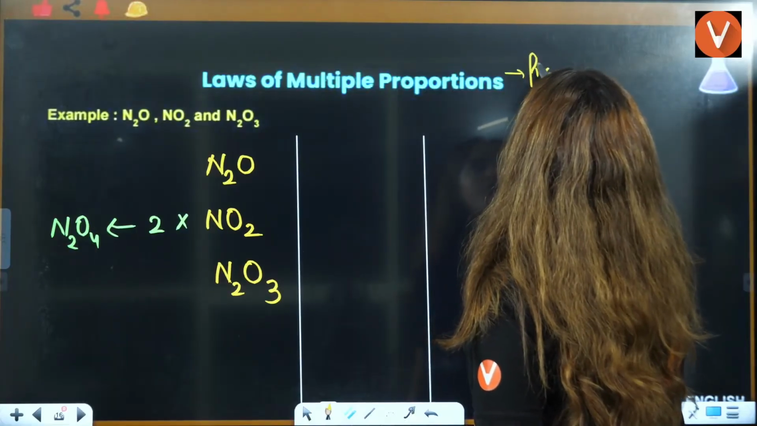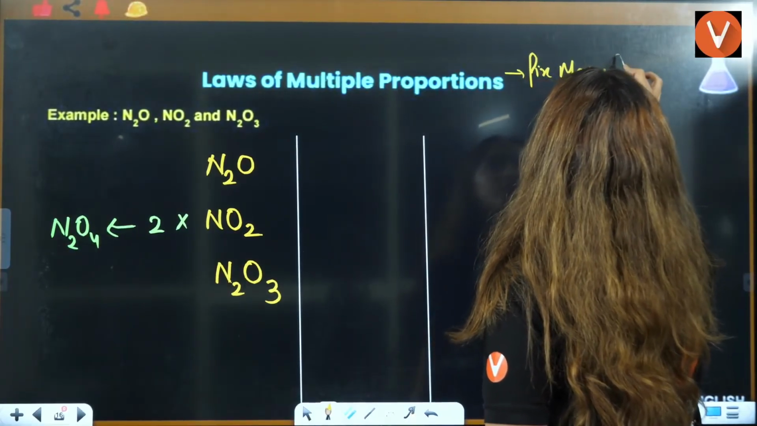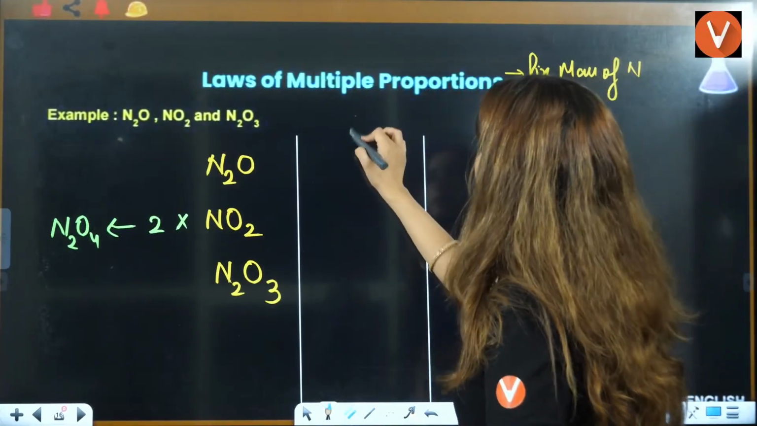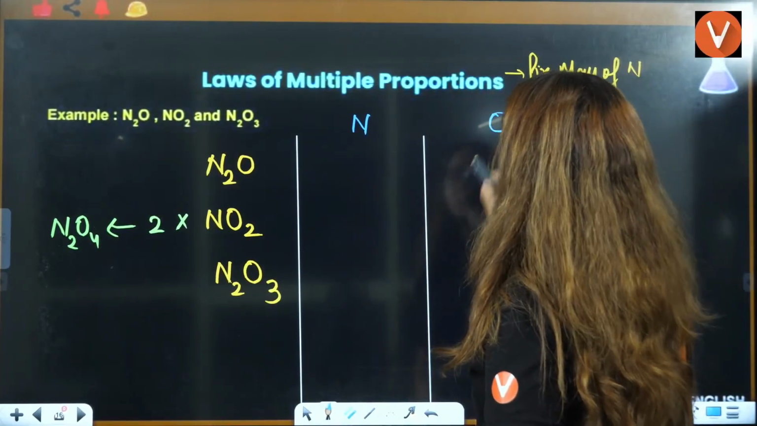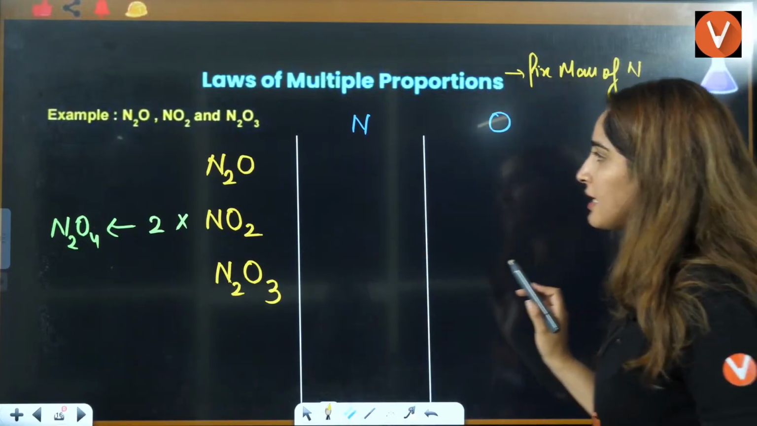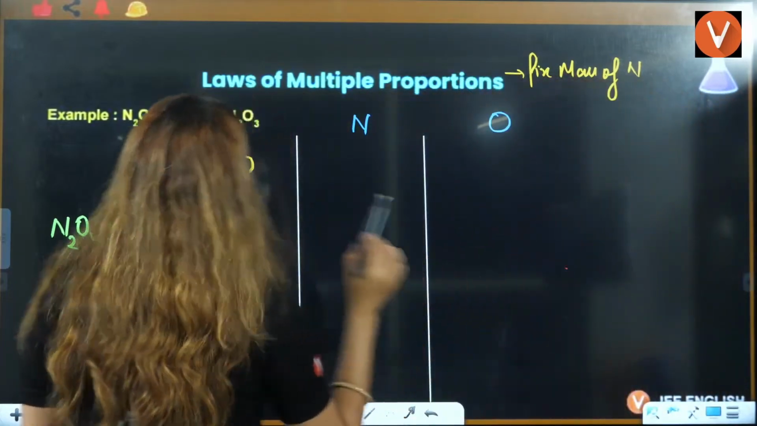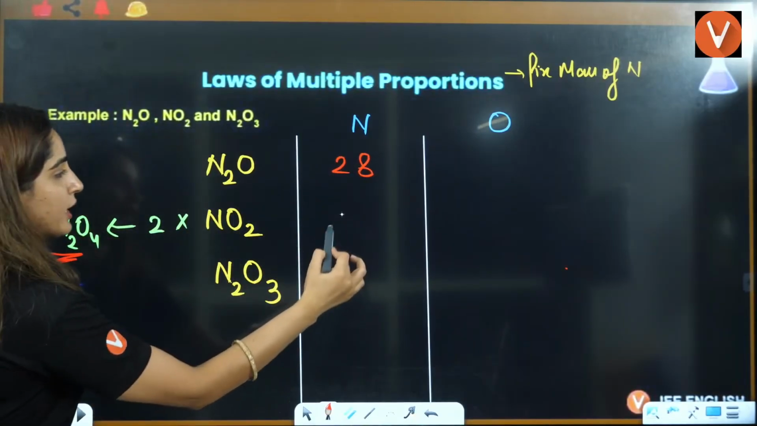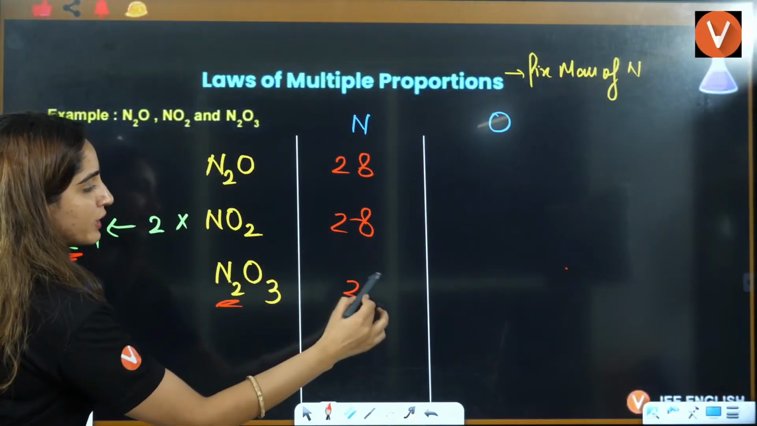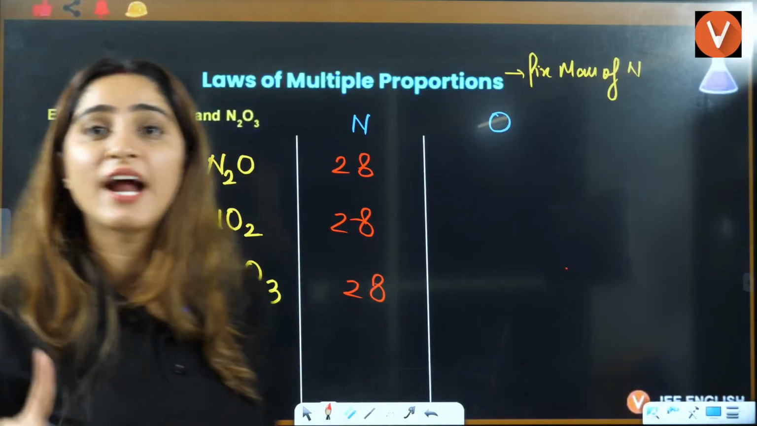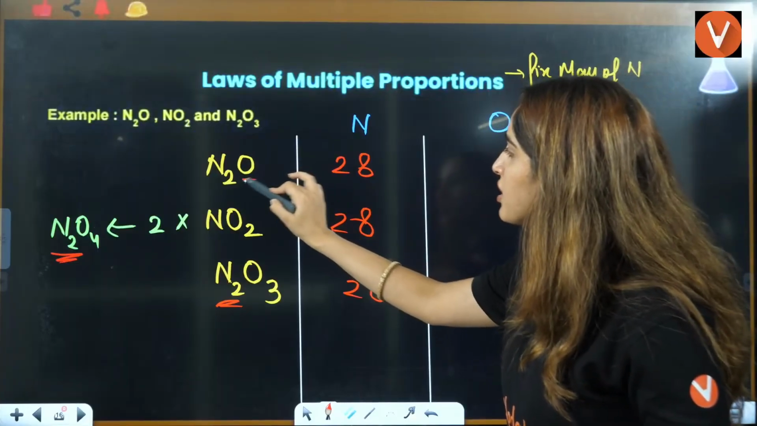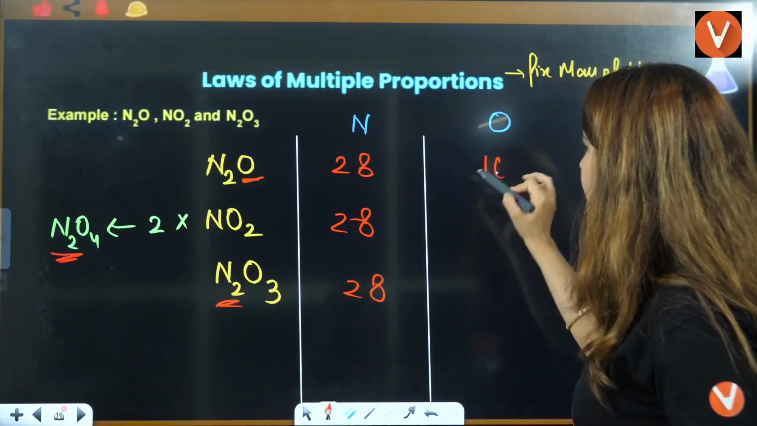Fixed mass of nitrogen. This is the mass of nitrogen, and this is the mass of oxygen. So if you see here, the mass of nitrogen is 28. Mass of one nitrogen is 14, 14 into 2 is 28. Mass of oxygen is 16.